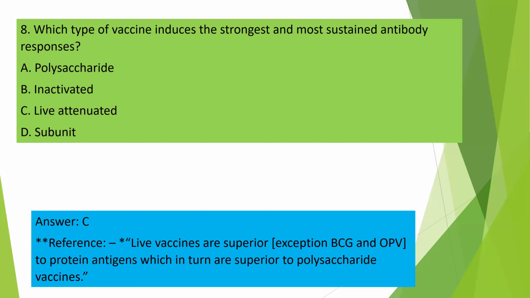Okay, read the answer. Live vaccines are superior, with exceptions BCG and OPV, to protein antigens, which in turn are superior to polysaccharide vaccines. Now, why did we say BCG? BCG may not prevent the infection, it may not even prevent pulmonary tuberculosis, but complications are very, very few. We will talk about each vaccine later. Which is better, OPV or IPV now?